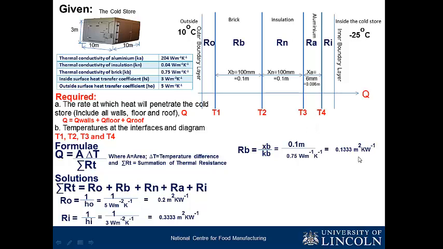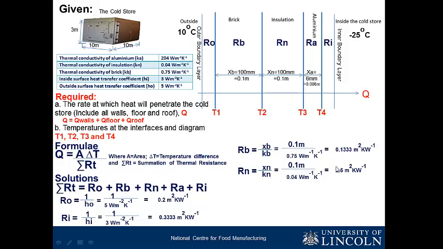So you can just take note of the unit, and you can see that RB and RI, despite using different formulas, have the same unit, meter square Kelvin per watt. That shows that we can add them together. Now you use the same thing to find your Rn. Your Rn would be the thickness of the insulation divided by the thermal conductivity of the insulation. So we have this. This is our Rn.